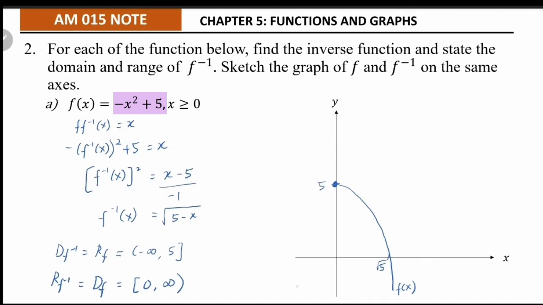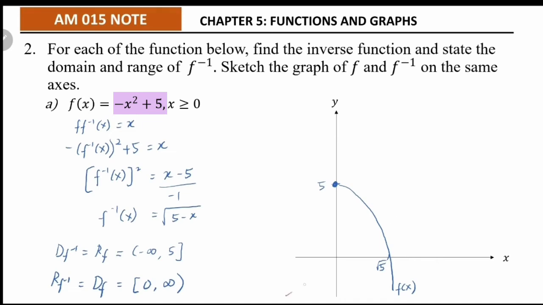f inverse is the reflection of f(x) at y equal to x. Since f(x) starts at 5, f inverse also starts at 5. And then included. Then f(x) starts from 5 and goes towards negative x, so f inverse will start at 5 and go toward negative x. This is f inverse. Cross the y-axis at square root of 5.